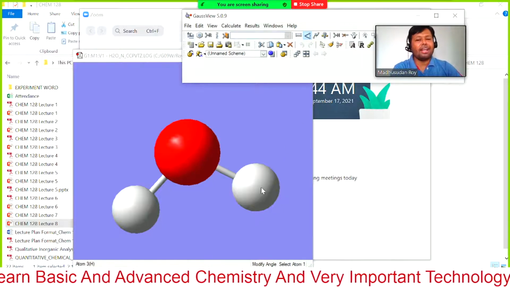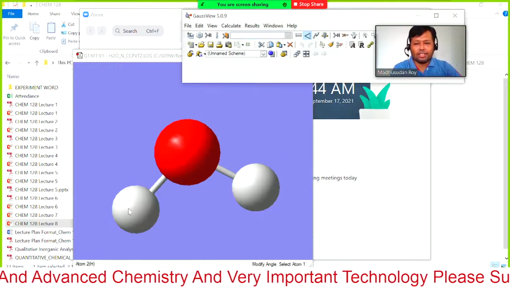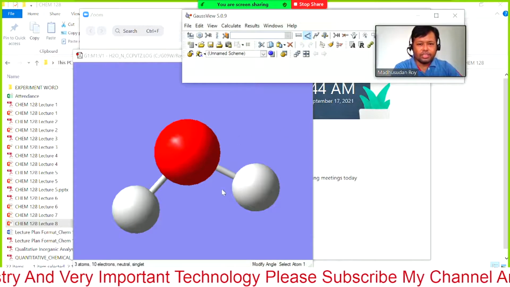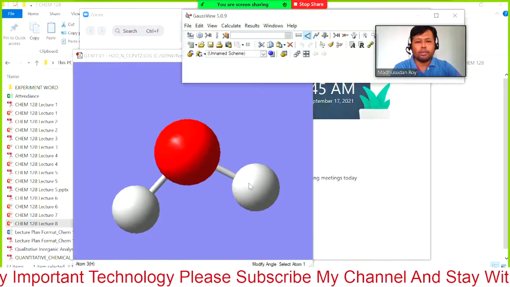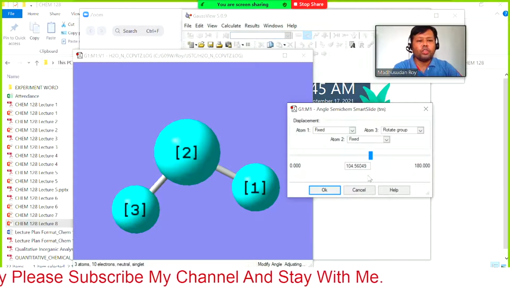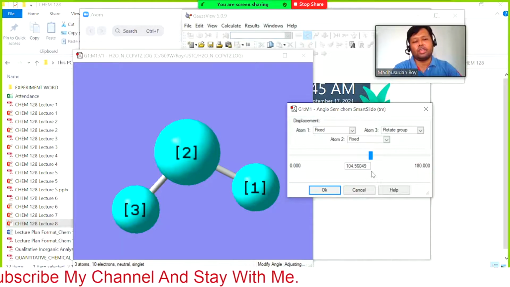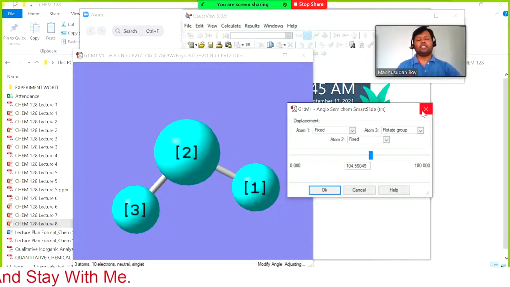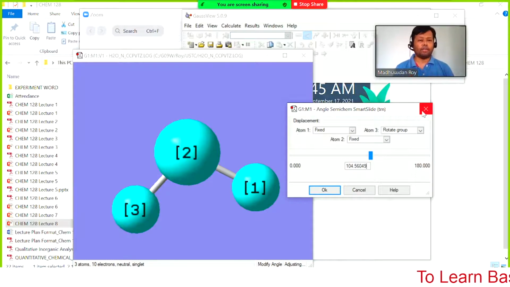I have given 120 degrees. At that time the hydrogen, oxygen and hydrogen were arranged this way. Now it has come to this way. So what is the bond angle? Now see, it is 104.56049 degrees. So actually different methods give slightly different values, but not the 120 degrees that I have given here.